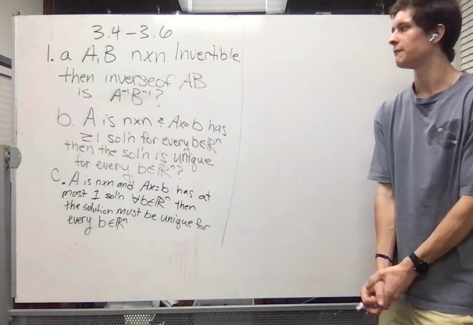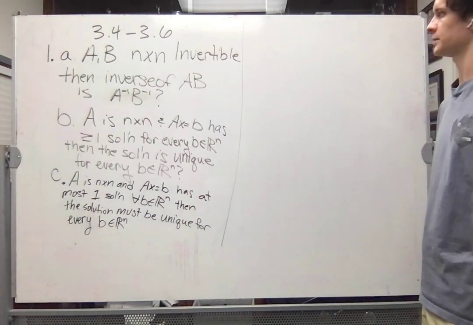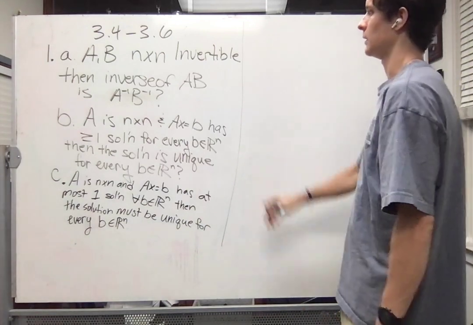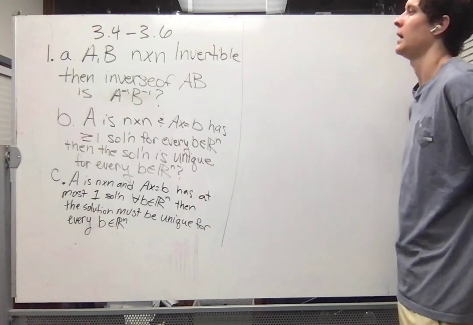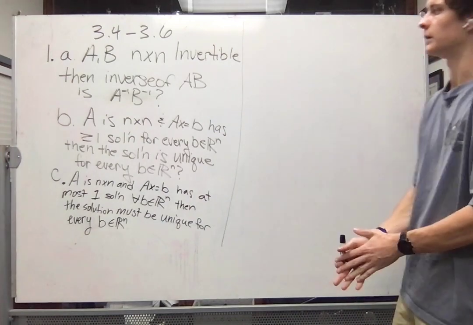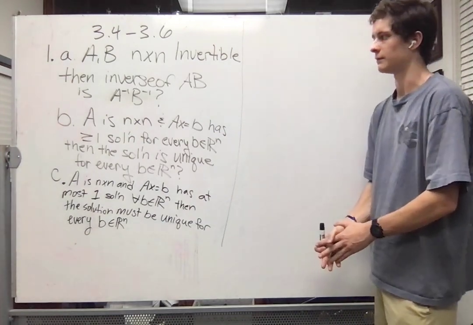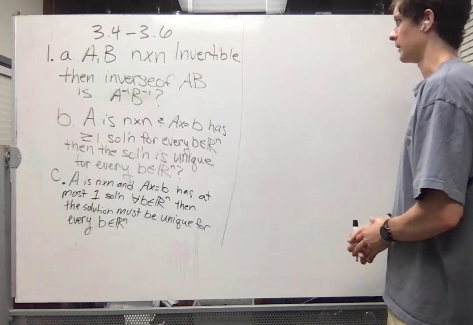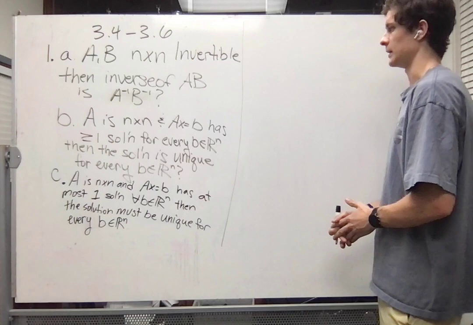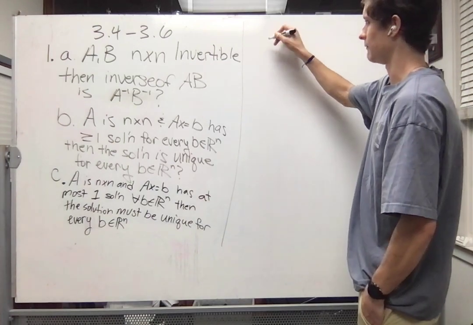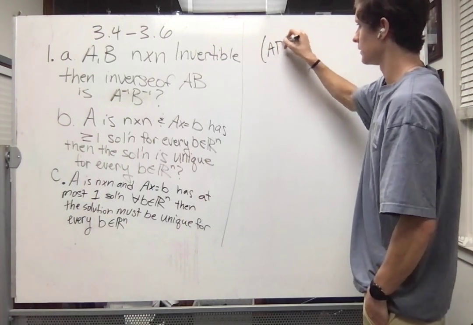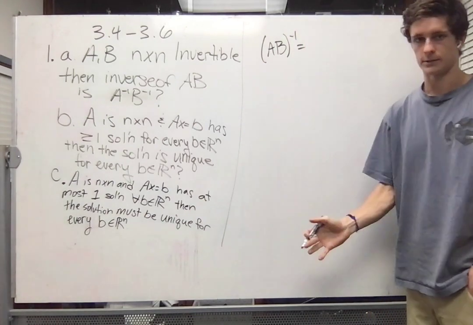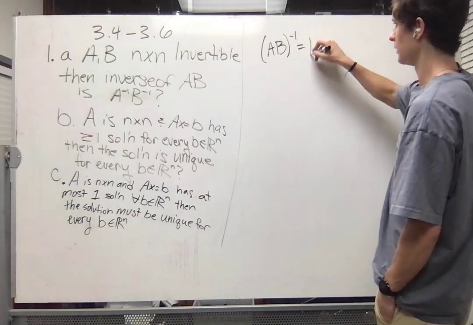All right, so we have these three true-false questions right here. This is question one, parts A, B, and C. A and B are both n by n invertible, and we want to know about the inverse of AB. Now, we probably learned maybe in class that the inverse of a product is the product of inverses, but we can't forget to swap the order.